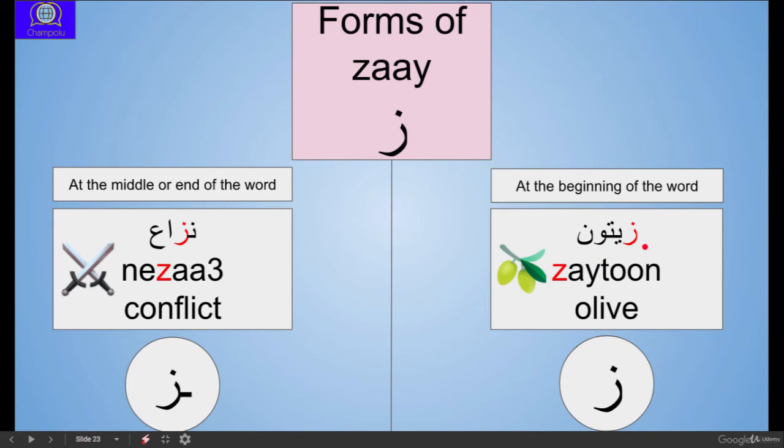We can see this in a word like zaytun, which means olives, and here you find that the letter zay occurs in the beginning of the word and it takes the initial form. For a word like nizaa, it occurs in the middle of the word and is connected to the letter before it, which is noon, and then we'll find that it takes the medial or final form of the letter.